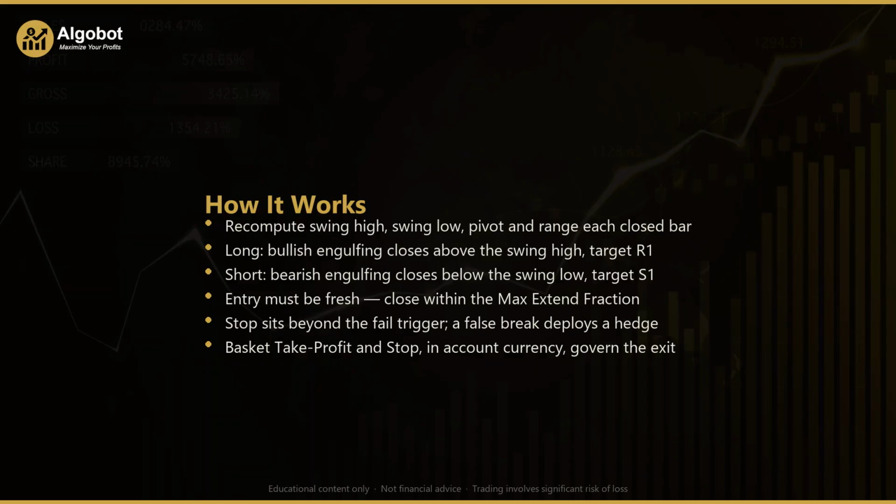Finally, exits are governed by a money basket. The instant net floating profit across all open legs reaches the basket take profit amount, everything is closed. If net floating loss reaches the basket stop amount, the whole basket is flattened. That basket rule, rather than the individual stops, is usually what ends the trade. It's a deliberate design choice. The strategy manages the combined position by money, not by a single ticket.